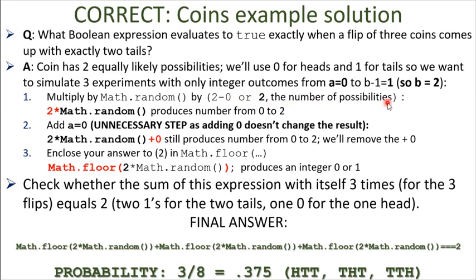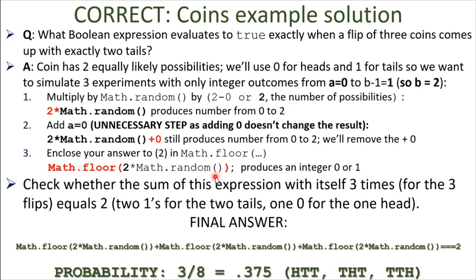This is also the number of possibilities you have. So 2 times math.random is going to produce a pseudo-random number from 0 to 2, right? If math.random produces 0, then multiplying by 2 gives you 0. If it's 1, multiplying by 2 gives you 2. The next step would be to add what a is here, but a is 0, so it's not going to actually change the result from before, right? We would still get a number from 0 to 2. So you can put plus 0 here, but it's unnecessary. Any number you add with 0, you're just going to get back that number, right? And the last step is, as before, to do math.floor of this.